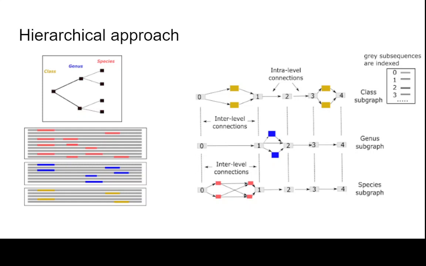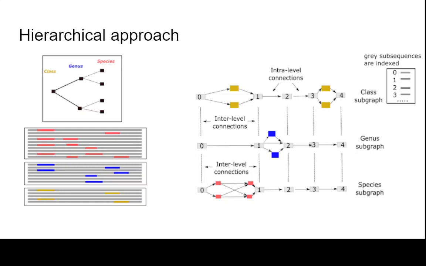So in this article, we propose a new model, which is a hierarchical model that allows biologists to visualize the variations at different levels. For example, you are given this phylogenetic tree, like class, genuses, and species, and you have these representative sequences. So here it's essentially a variation graph. Here each node is a subsequence, and then the connections are the adjacencies between the subsequences.